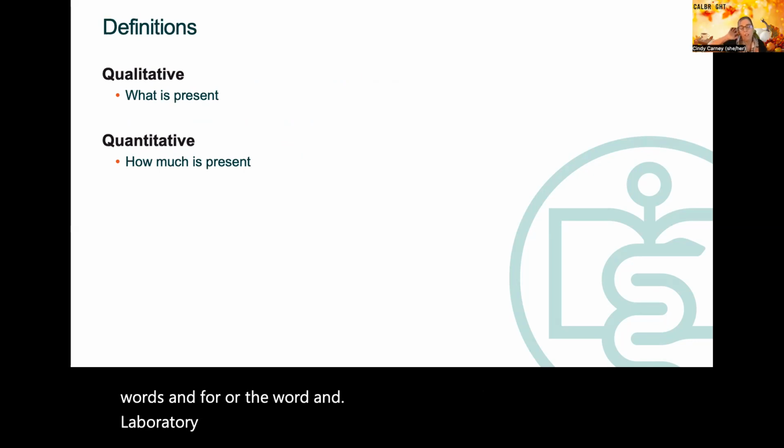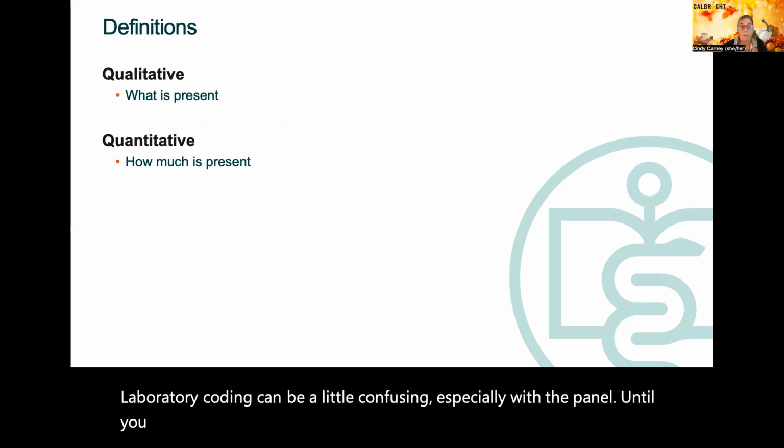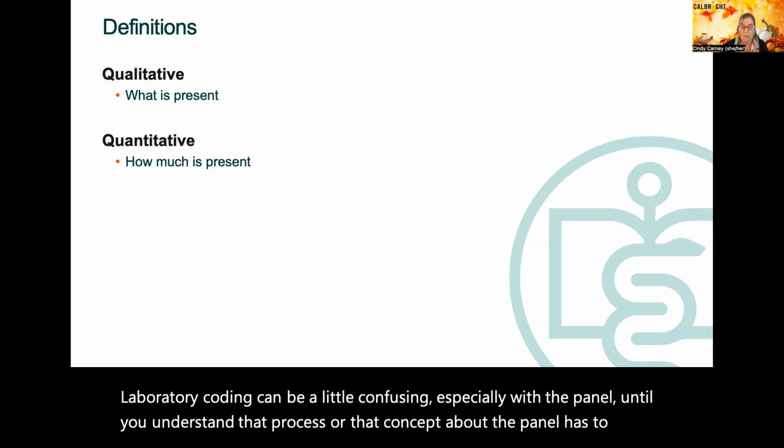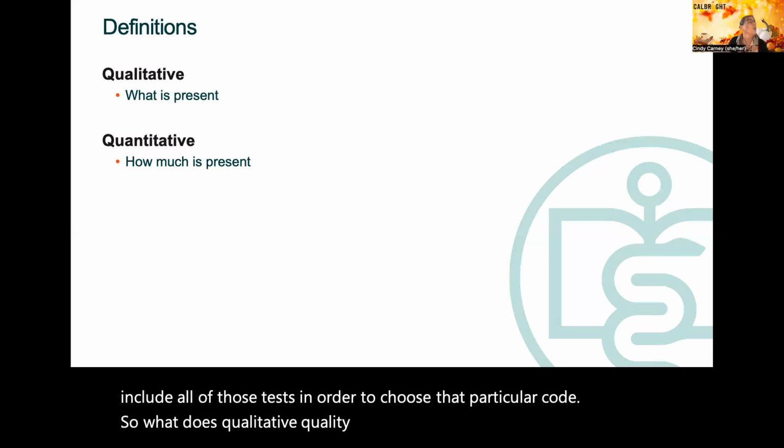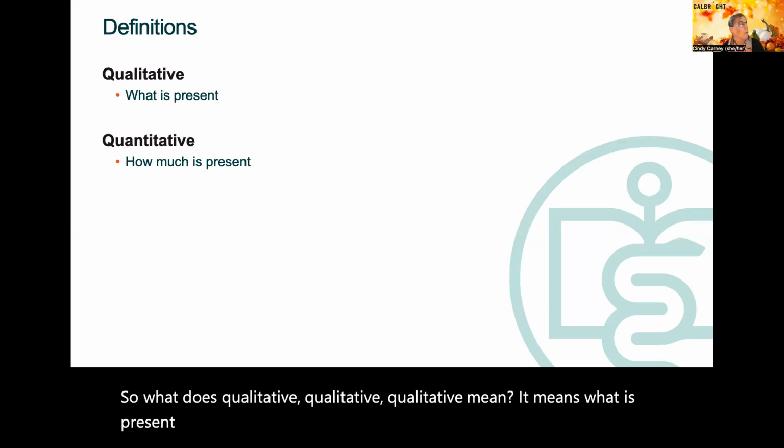Laboratory coding can be a little confusing, especially with the panel, until you understand the concept that the panel has to include all of those tests in order to choose that particular code. So what does qualitative mean? It means what is present, and quantitative is how much is present.